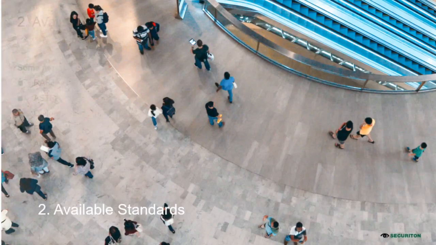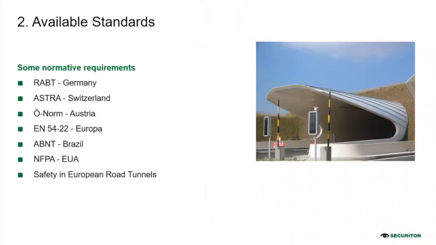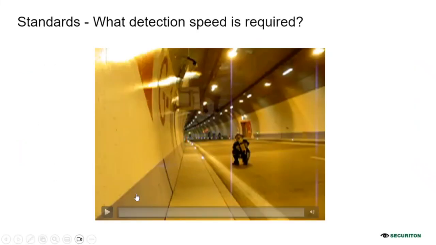Then about the available standards, I'll just make a summary. There are normally many more standards. Every country may have its own standard, but there are also many countries that don't have any national standards, and they just take as a reference one of these standards, the European, the German, or the Austrian, which are quite proven standards with many years of experience. What are these standards saying? Here we are talking about how fast a fire detection system has to detect in the road tunnel in case of a fire. And nothing better to show you than this short video.